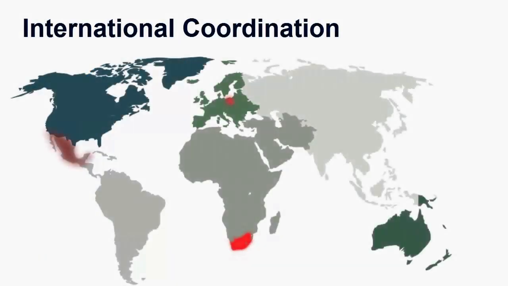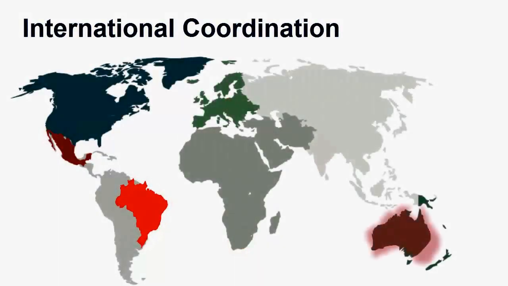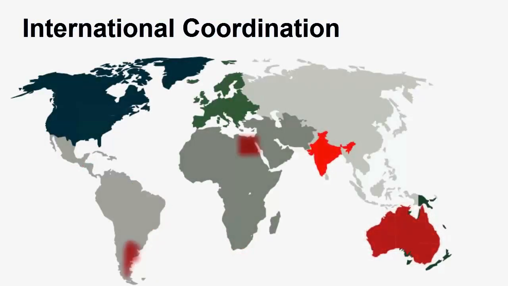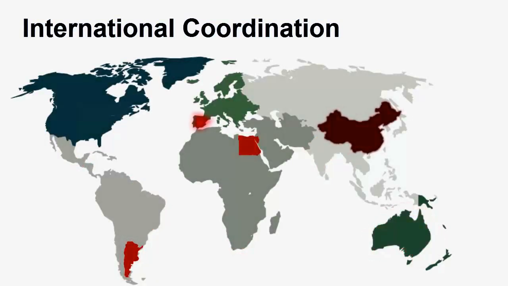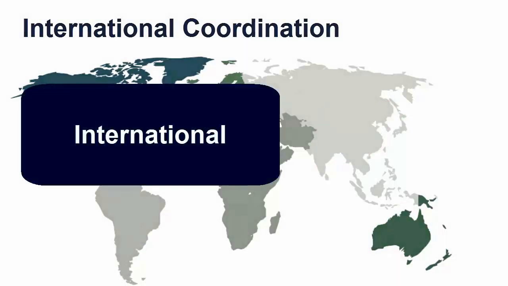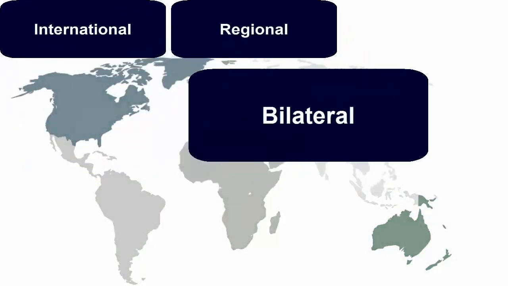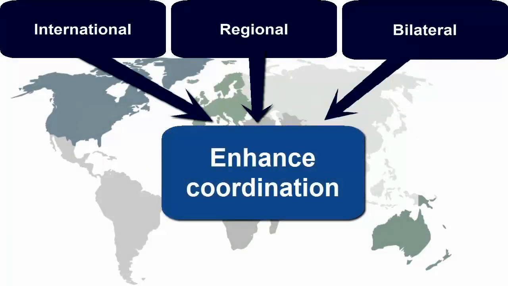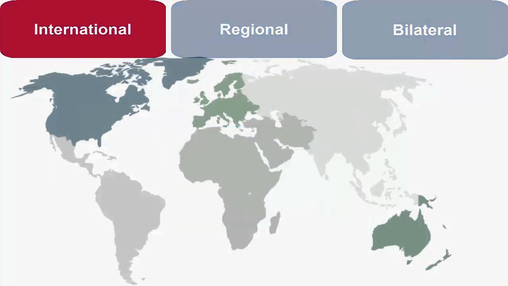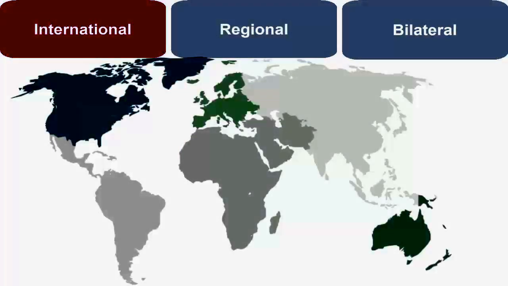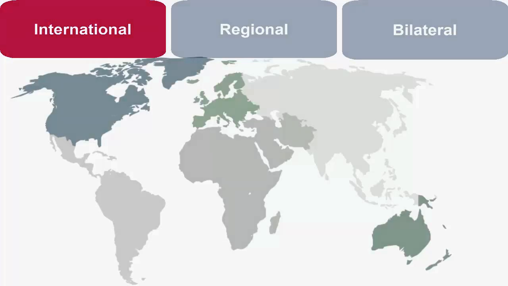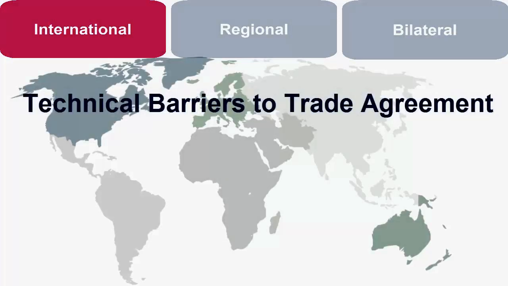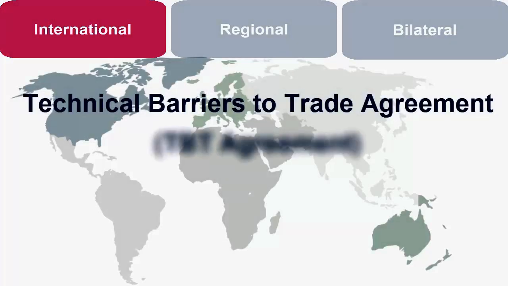Each country applies NTMs to exports as well as imports. Through this, they affect domestic as well as foreign companies. Accordingly, there are international, regional, and bilateral initiatives that enhance coordination with respect to NTMs. On the international level, there are two main agreements addressing the issue of NTMs in the framework of the World Trade Organization. First, there is the Technical Barriers to Trade Agreement, the TBT Agreement.